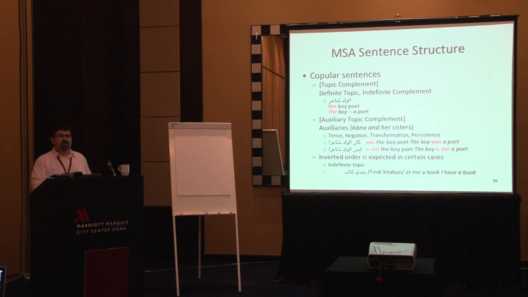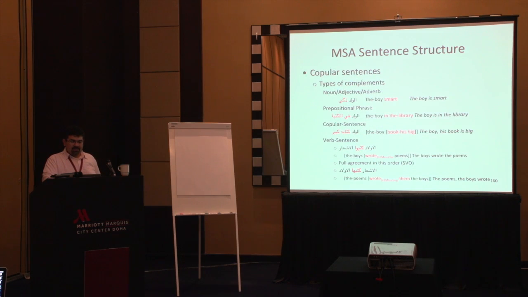But also there's a bunch of auxiliaries that can be used, what's called, lovingly, Kana and her sisters, which is a funny name, but that's what they call them. So these are particles that come into the copular construction and typically add additional nuance to it. Since it's not tense, there's no verb there.